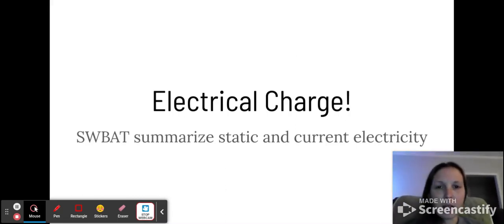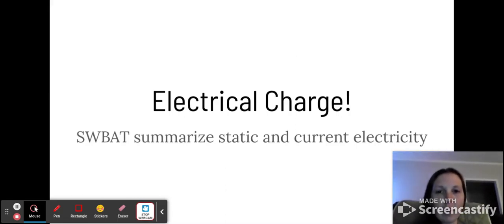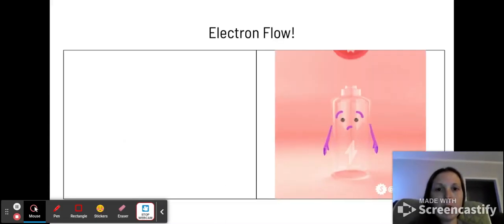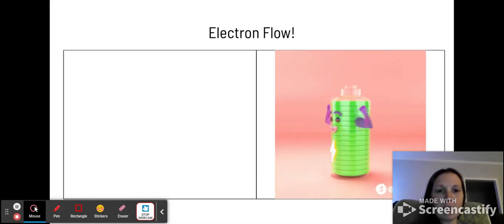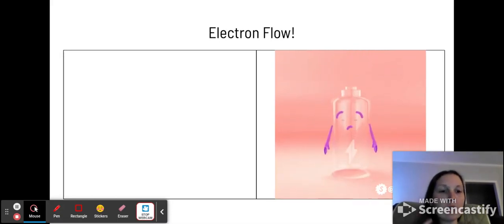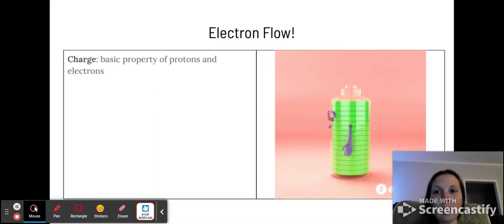Hey everyone, and welcome to our lesson on electrical charge. So by the end of this lesson, you should be able to summarize static and current electricity. So first, let's just make sure we understand that electricity deals with the flow of electrons.